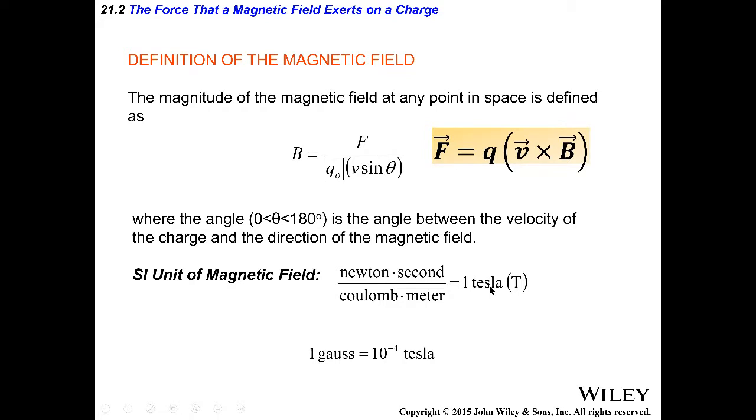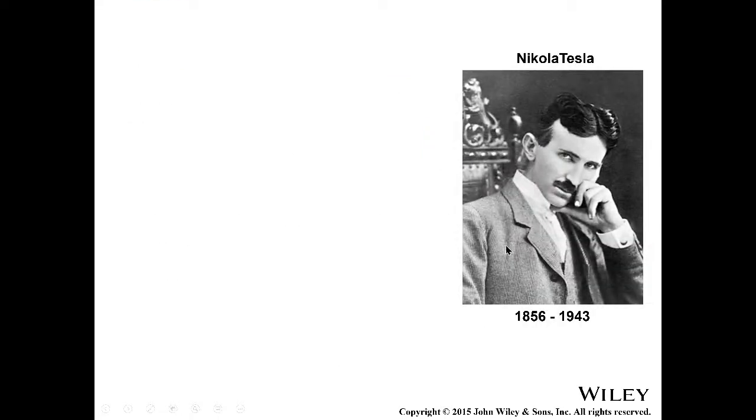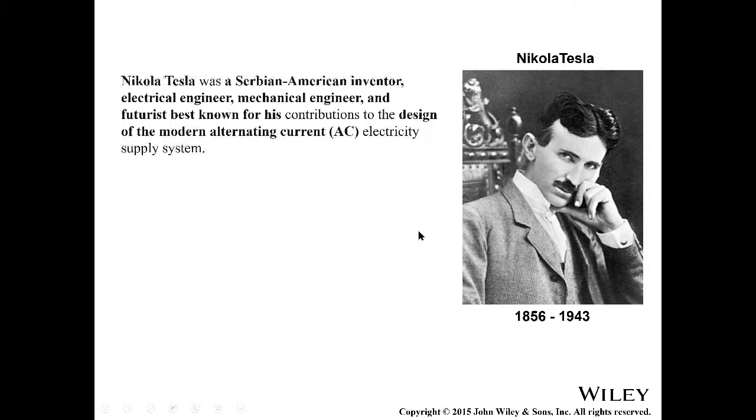Since the world accepts Tesla, I looked up Tesla, and that is Nikola Tesla. He is a Serbian-American inventor, was born in Serbia, and then came to the United States when he was, I don't remember how old, but he is an electrical engineer, not a mathematician, not a physicist, but a very good engineer. Mechanical engineer and futurist, best known for his contribution to the design of the modern AC electric supply system.